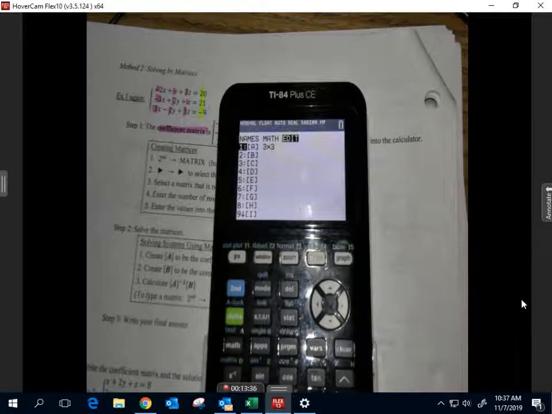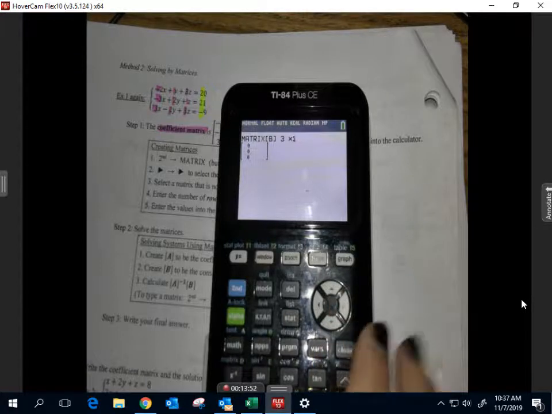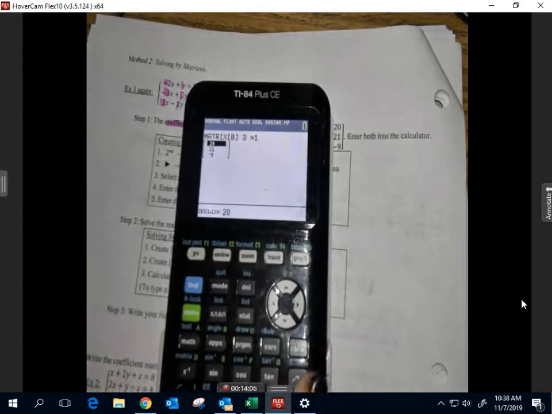Now go over to edit, okay? We've already made matrix A, now let's make matrix B, so hit 2. And it should say matrix B on top. Now this one has how many rows? 3. Has 3 rows, and how many columns? 1. So it's a 3 by 1. And now let's type in the numbers, which is going to be 20, 21, and -9. And we've made our second matrix.